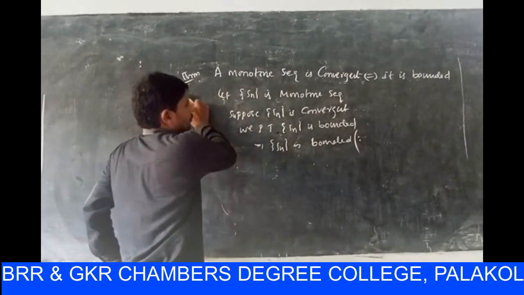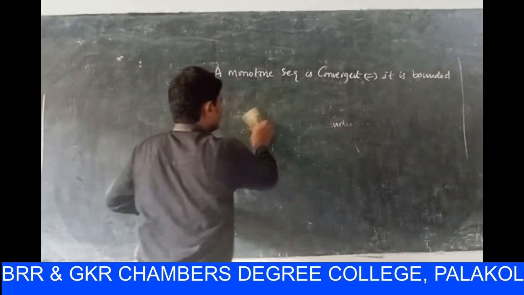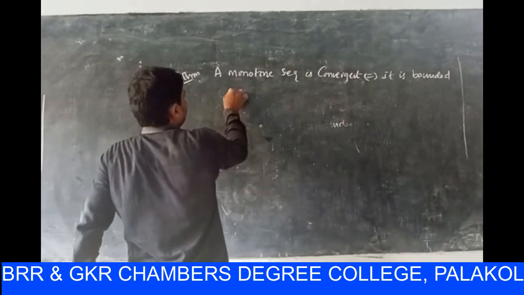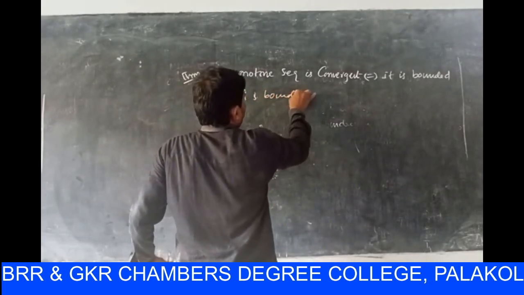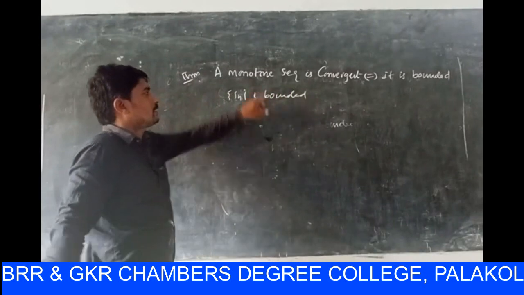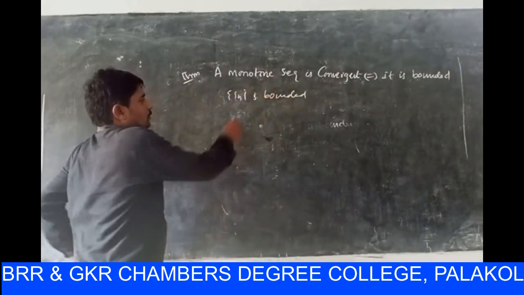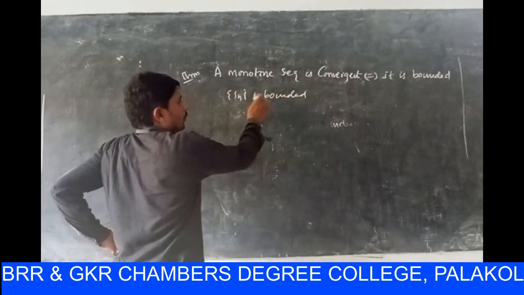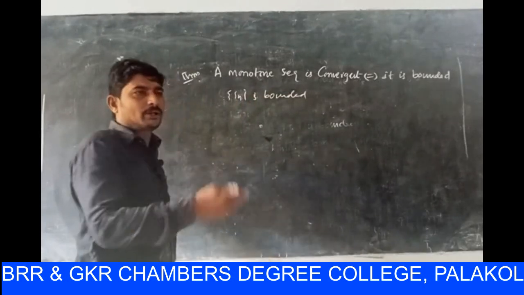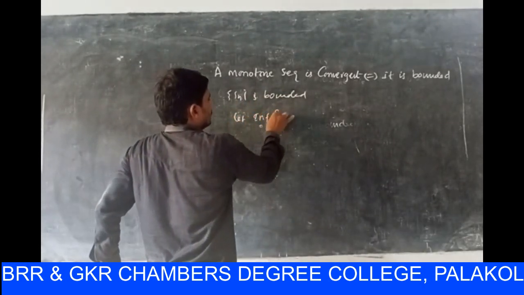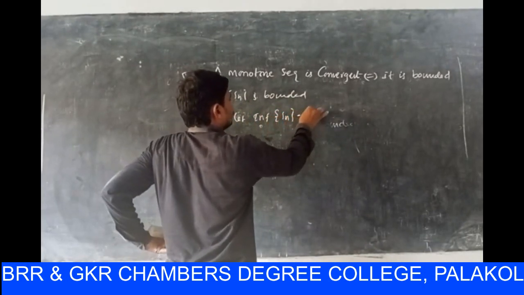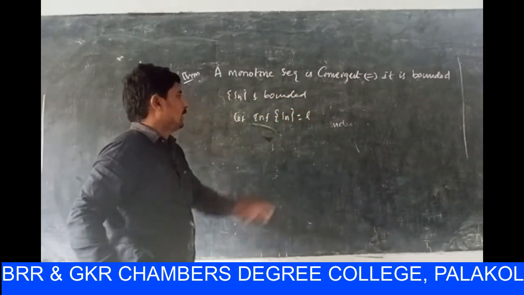Conversely, suppose it is a bounded sequence. The sequence Sn is bounded. If it is bounded, we have to prove that the sequence Sn is convergent. Whenever it is bounded, it easily has an infimum and a supremum. So let the infimum of the sequence Sn be equal to L.